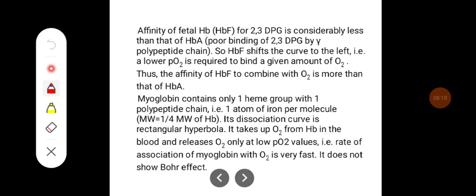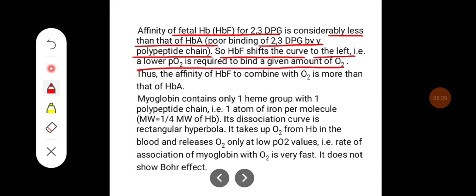The affinity of fetal hemoglobin for 2,3-DPG is considerably less than that of adult hemoglobin, because of the poor binding of 2,3-DPG by the gamma polypeptide chain. That is the reason hemoglobin F shifts the curve to the left side. That is, a lower PO2 is required to bind a given amount of oxygen. Thus, the affinity of fetal hemoglobin to combine with oxygen is more than that of adult hemoglobin.